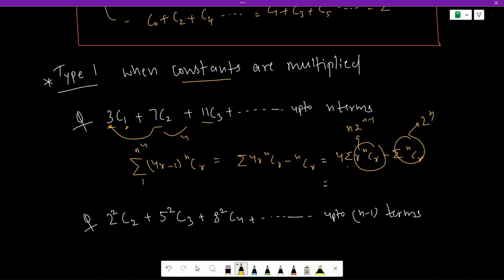Thus the final result is, we can also put this in power, so this will be n into 2 to the power n plus 1 minus 2 to the power n, which is equal to 2 to the power n into 2n minus 1.